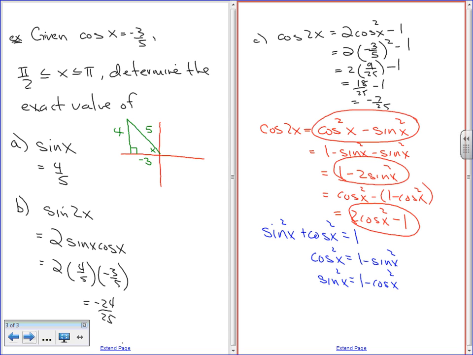Okay. Question D, and I don't know the size of the angle at all, but we should be able to determine now what quadrant 2x is in. So what quadrant is 2x in?